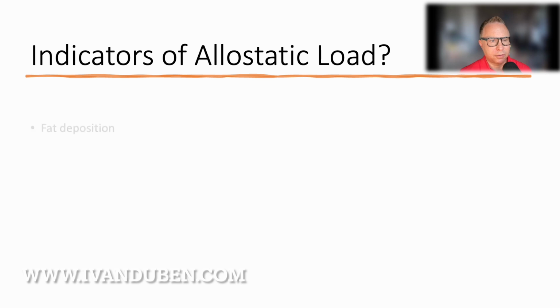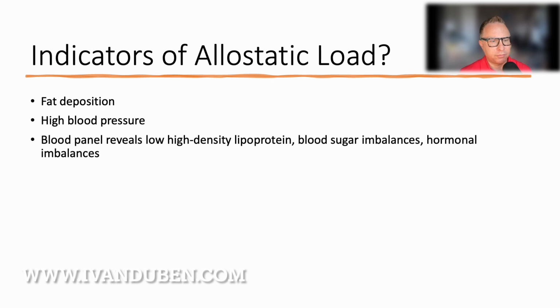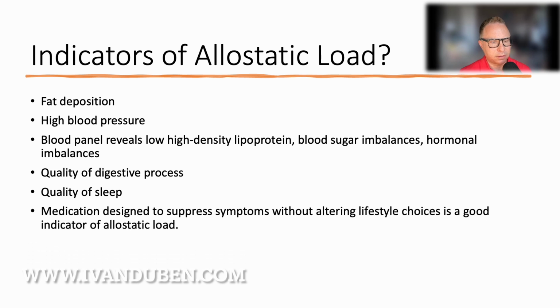Indicators of allostatic load include weight gain and fat deposition, high blood pressure. Blood panels reveal low high-density lipoprotein, blood sugar imbalances, and hormonal imbalances. Another indicator is poor quality of digestion, poor sleep quality. Most medications are designed to suppress symptoms without altering lifestyle choices. This is a good indicator that you are under some type of allostatic load.